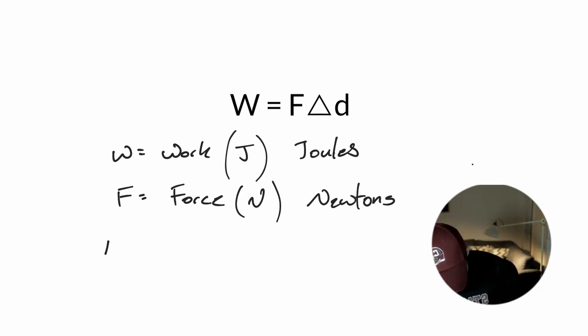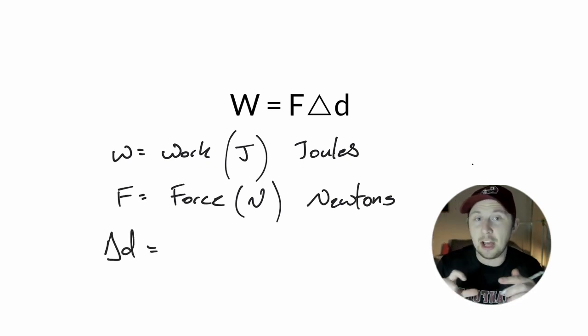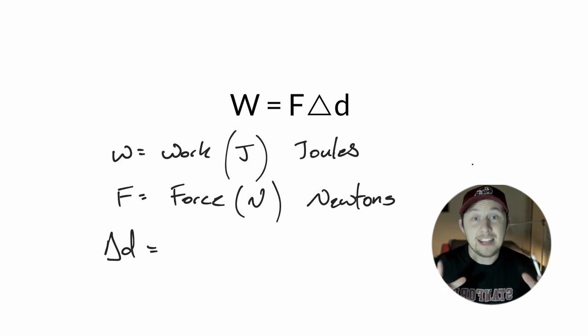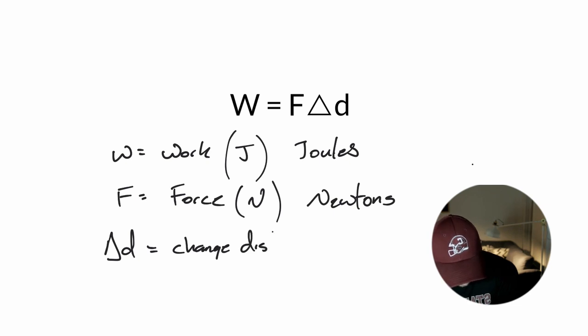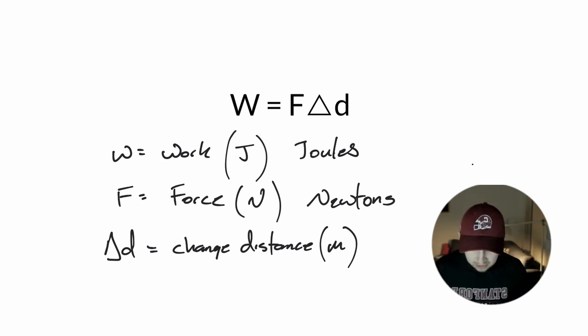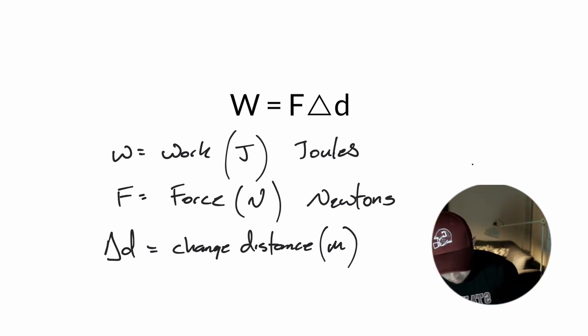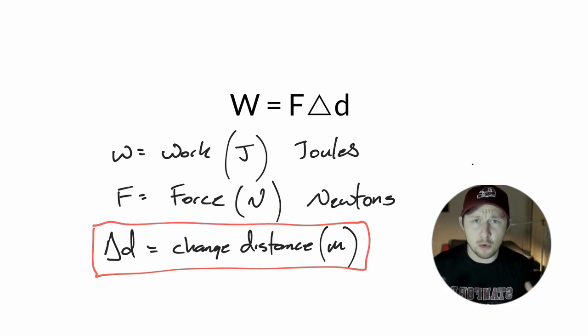And then finally we have this delta D. Now the D stands for distance, but what that triangle sign means is change. So this is our change in distance, and we measure that in meters. And so what we find out from this formula is that whatever we're applying force to actually has to move. It actually has to change distance for work to happen.